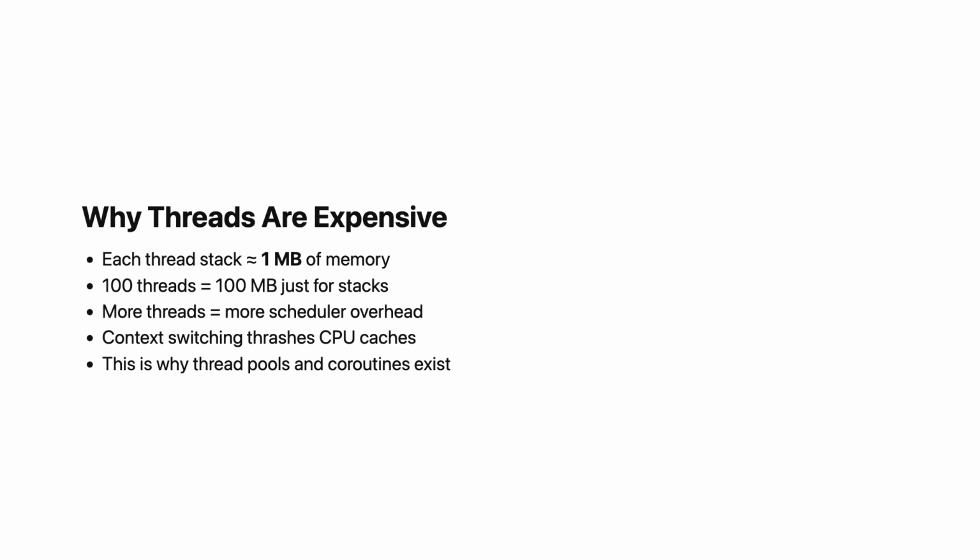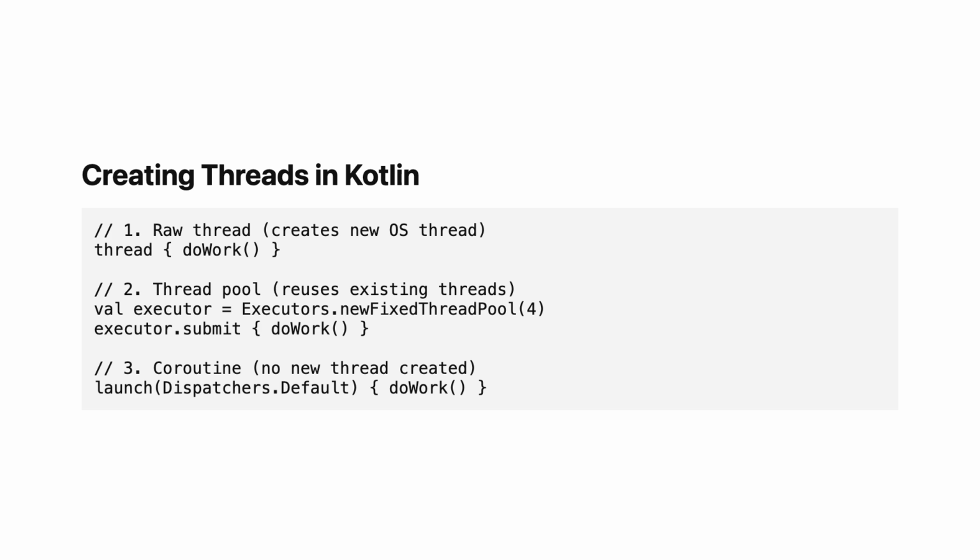Let us look at what creating a thread actually looks like in Kotlin and what happens underneath. The simplest way is to call the thread function from the Kotlin standard library. You write thread, open a block, and put your code inside. Under the hood, this creates a new Java thread object which calls pthread_create on Linux, which asks the kernel to allocate a new stack, create a new task struct, and add it to the scheduler's list. All of that happens before your first line of code inside the block even executes.